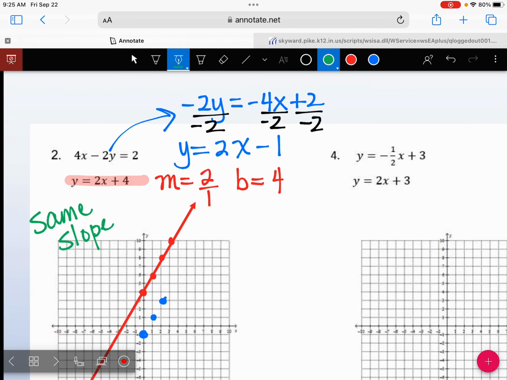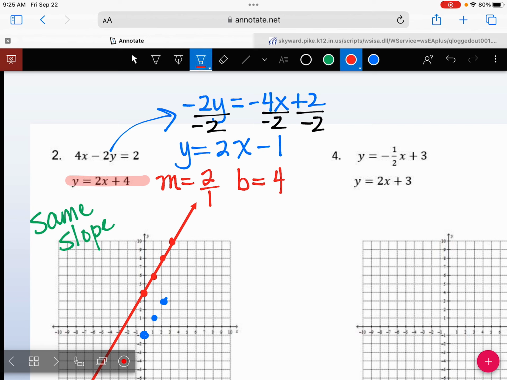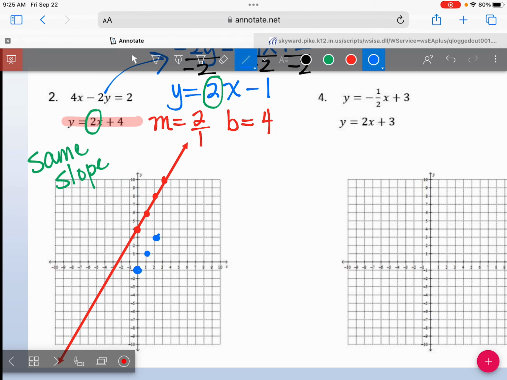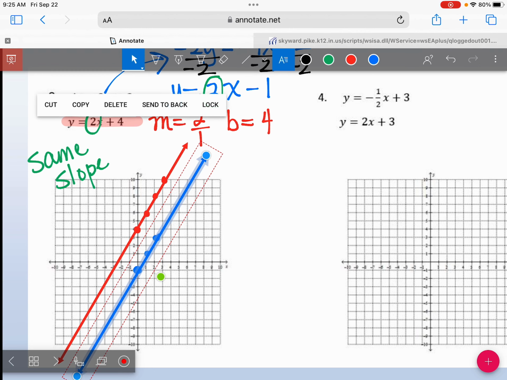Let me go ahead and talk about that a little bit more. So here, see how I have a slope of 2? I have a slope of 2 in both of these equations. So when I draw my two lines, they're not going to intersect because they're parallel. And when that happens, we have no solution.